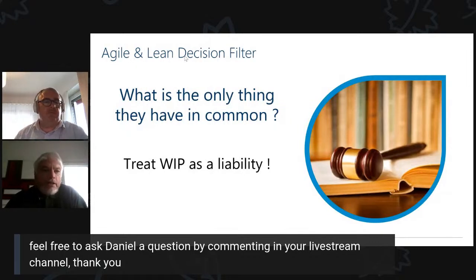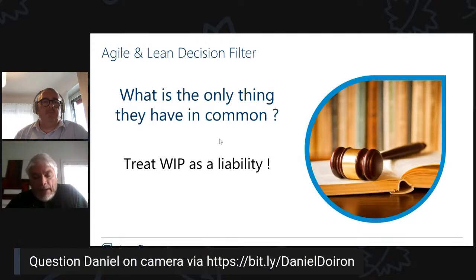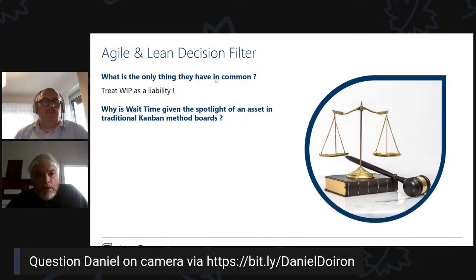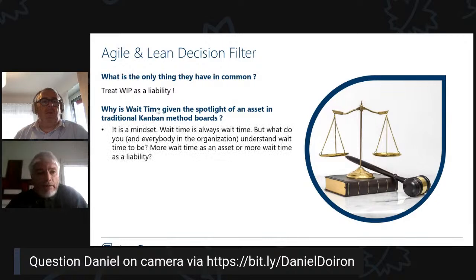So what do the agile and lean decision filters have in common? Well, basically, treat WIP as a liability. Okay, WIP is not good. In a cost accounting world, WIP is good, it's an asset. But in knowledge work, it's not. It's a liability. High WIP creates wait time, and the higher the WIP, the higher the wait time. We've seen this just 10 minutes ago, right?